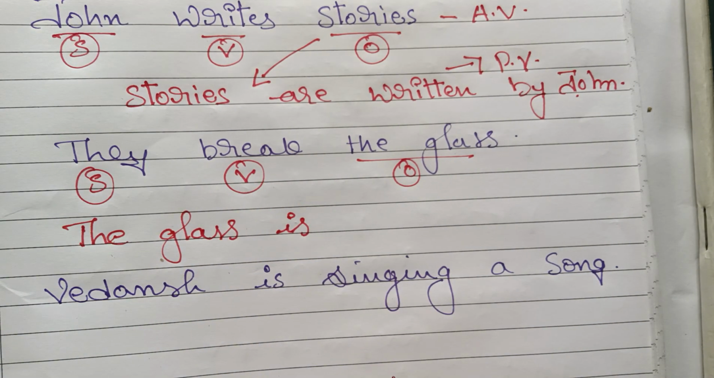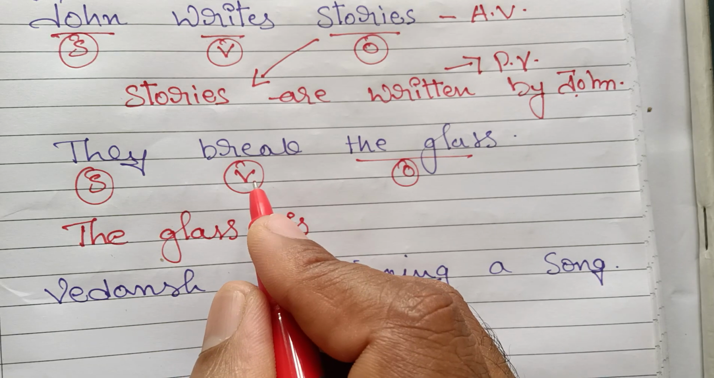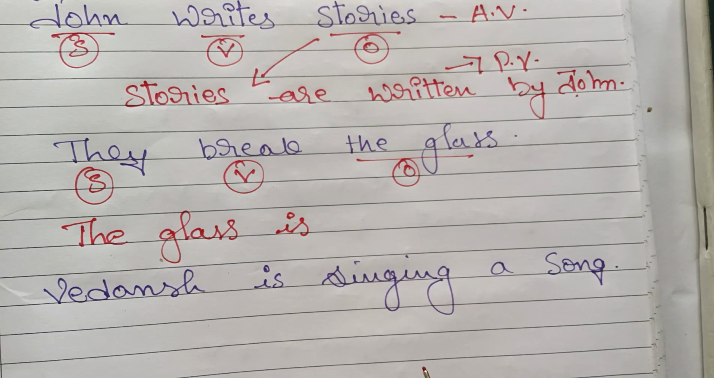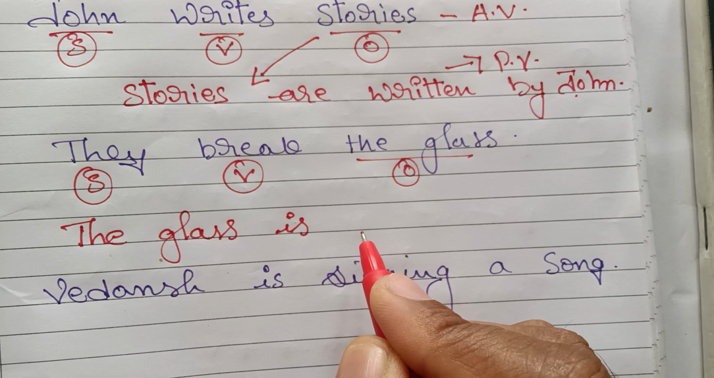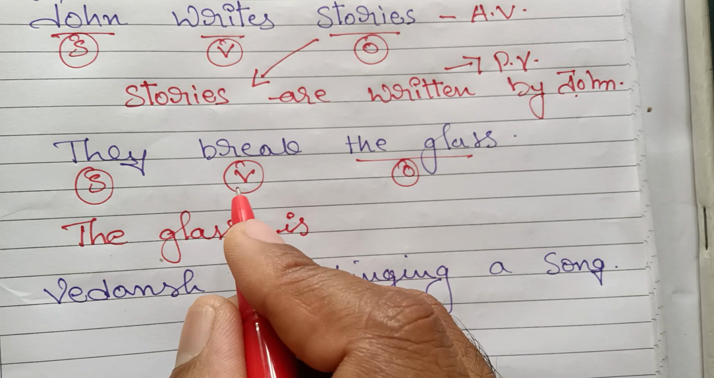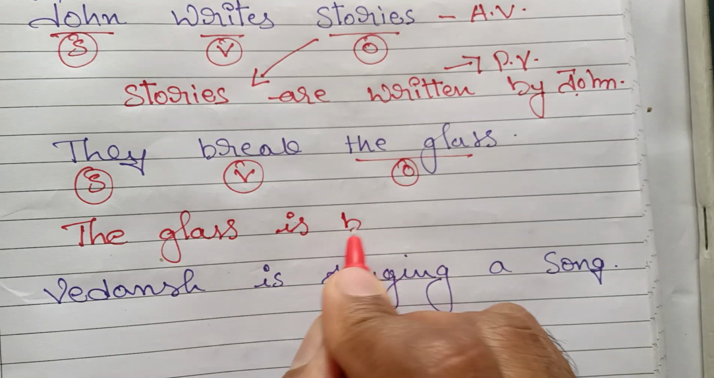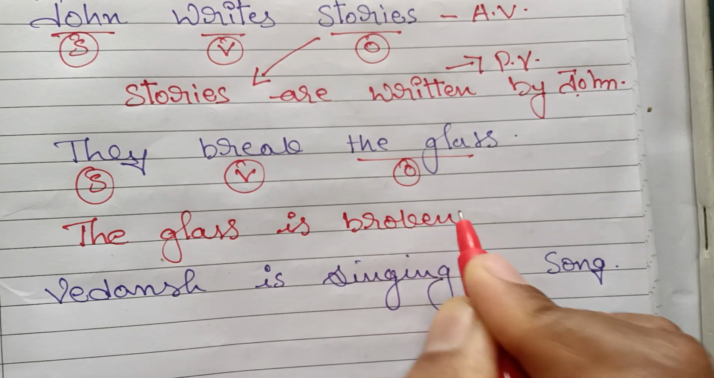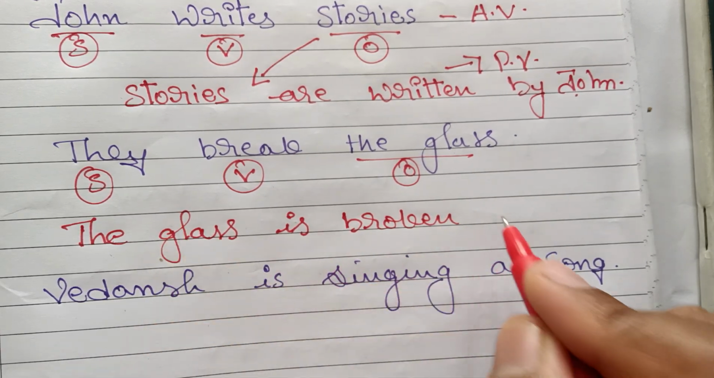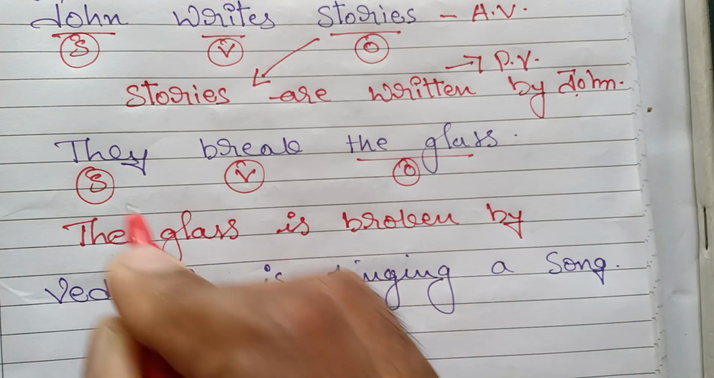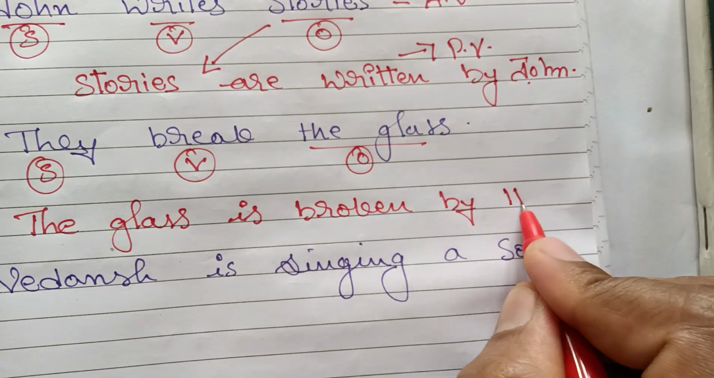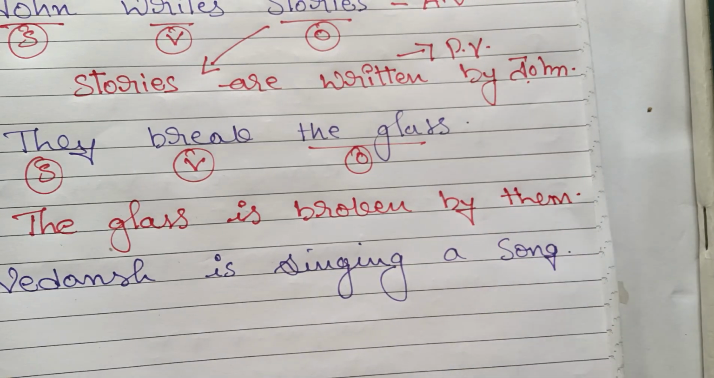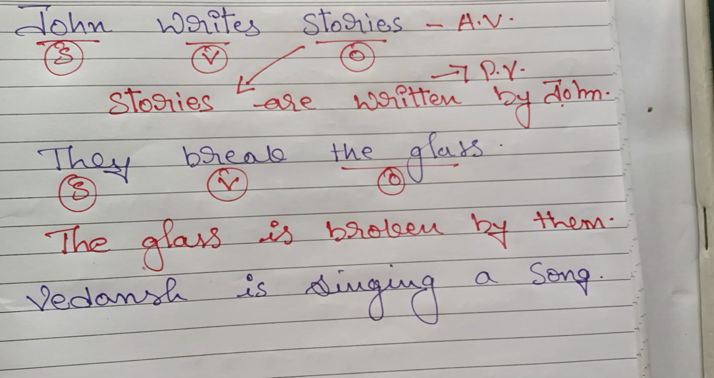Then break, that is used in which tense? Simple present tense, V1. But in passive voice, what is the rule? We have to use V3. Break, broke, broken. The glass is broken, use by, and they will change into them. So remember the change of pronouns. I, me, we, us, you, he, him, she, her, it, they, them.